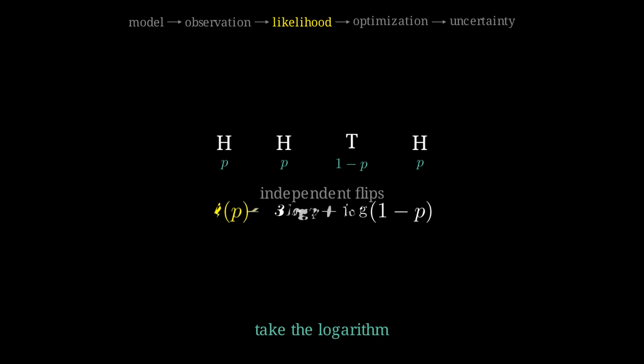Large products are awkward. So take a logarithm. The product becomes a sum with 1 log contribution per observation. The peak stays in the same place. This log likelihood is easier to compute, and later becomes the loss used by much larger models.